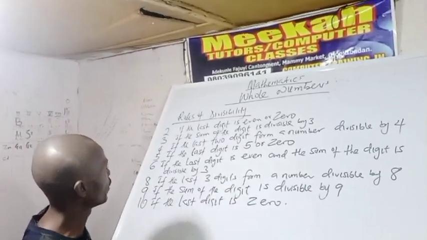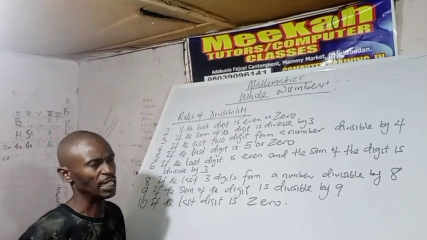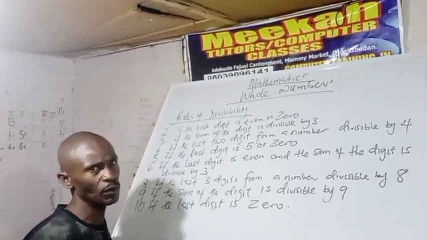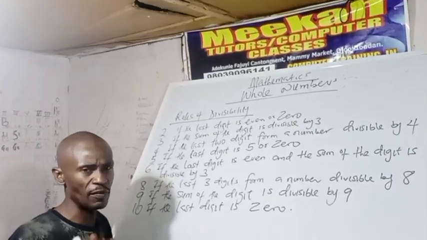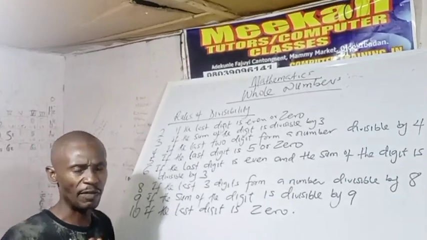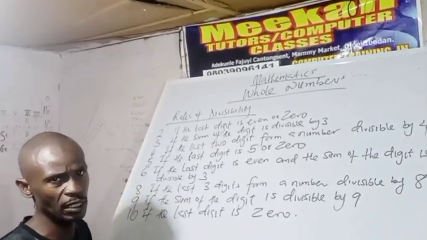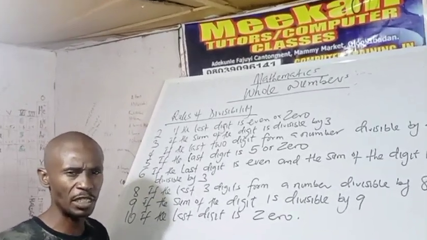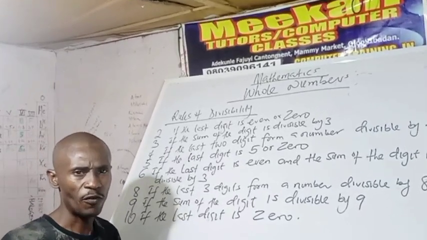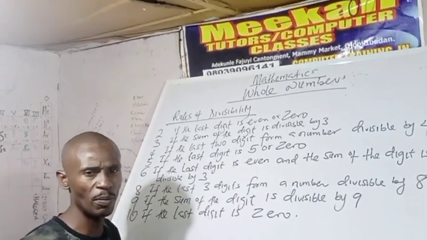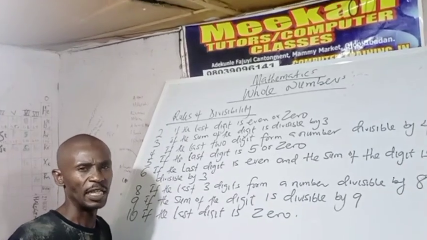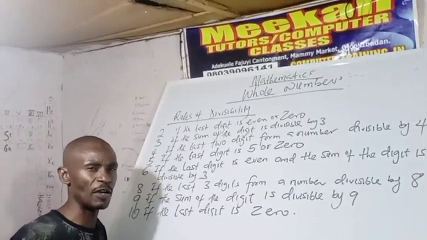Now, rules of divisibility. 2: if the last digit is even or 0. 3: if the sum of the digits is divisible by 3. 4: if the last 2 digits form a number divisible by 4.